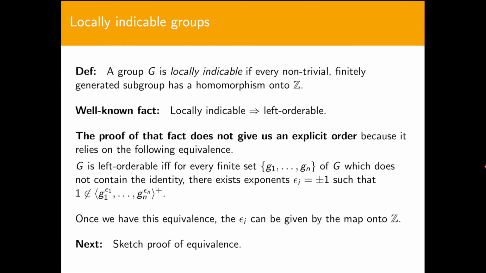But next, let's look at the sketch proof of the equivalence and get some intuition as to why using the homomorphisms onto Z we can't get an explicit order.